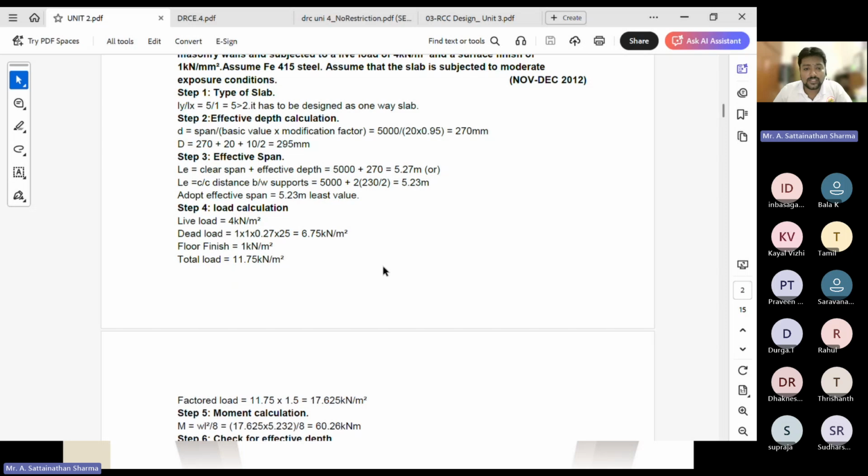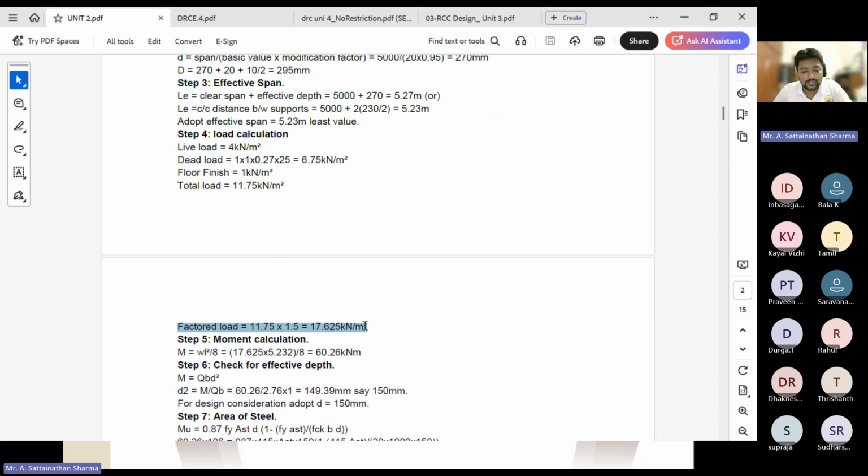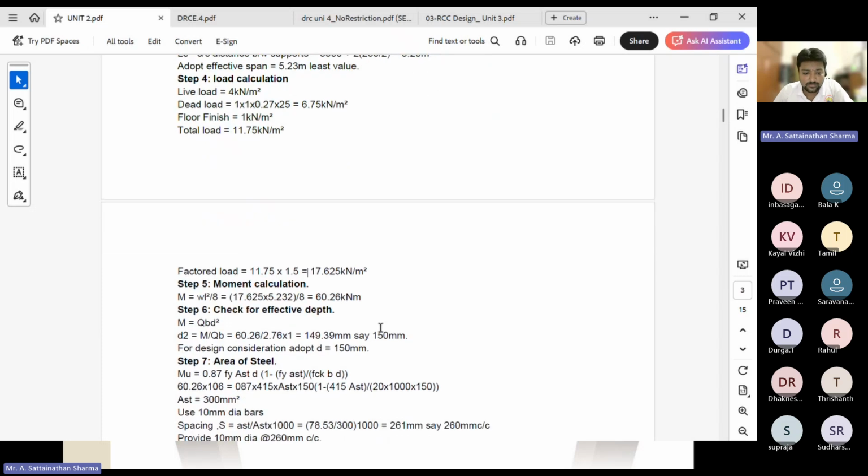Again, I repeat, check one way or two way. Check for the effective depth. Calculate the effective span. Do the load calculation in 3 steps: dead load, live load, floor finish. Add this and do the factored load, or you can call it as a design load, whatever. Multiply by 1.5, you'll get the design load.